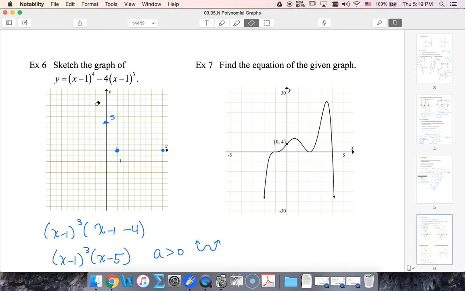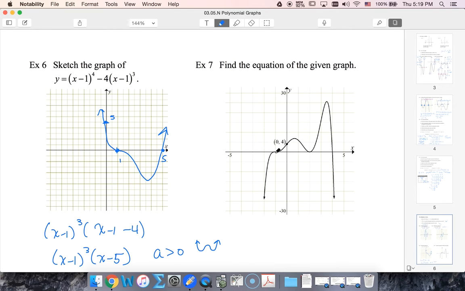So let's go. And then I'll come up. Again, I don't know exactly where this minimum is without putting it into my calculator.